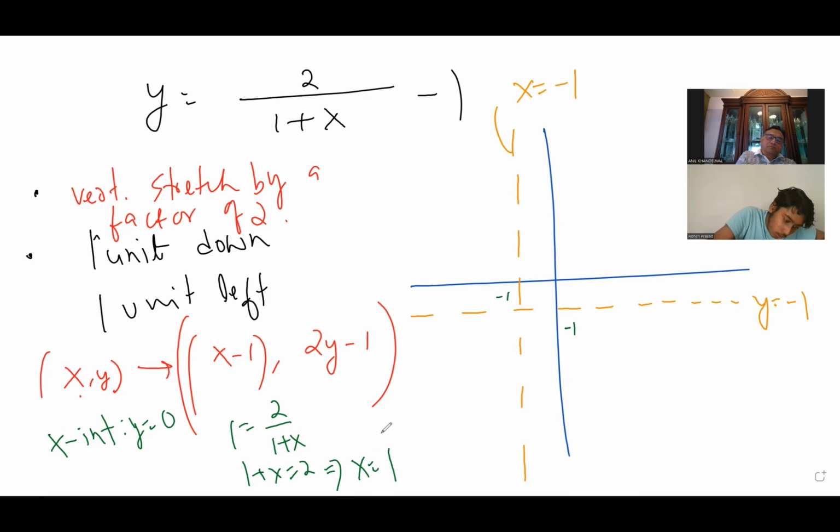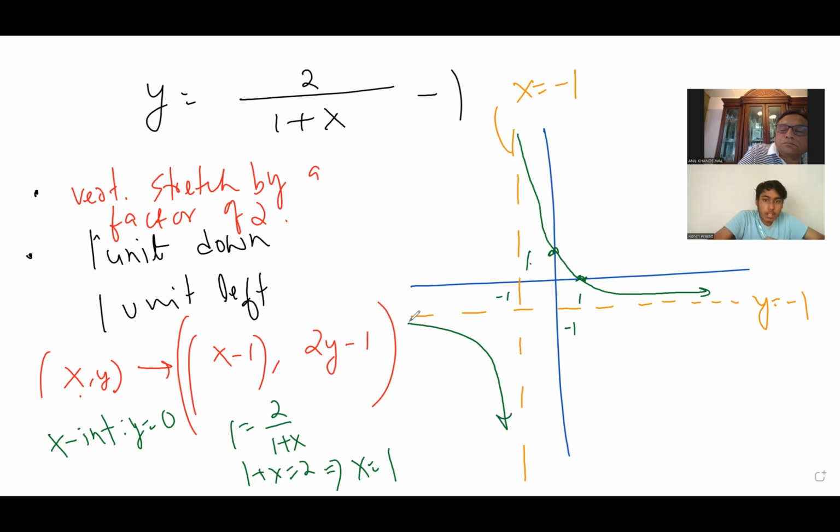Will be 1, so y should equal 2 of 1 minus 1, y equals 1. So x is 1 and y is 1 for the y-intercept also. Correct. Both are 1, 1, and the graph will look as shown here.